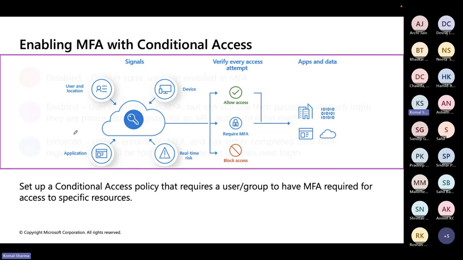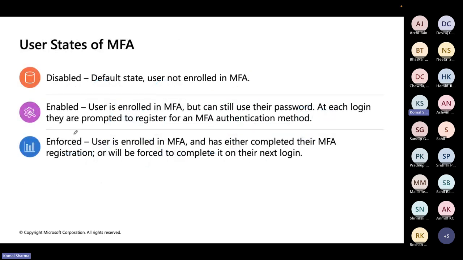Okay, it can be on the basis of the location. It can be on the basis of application, type of devices, and so on. There are three states of the MFA. First, by default, it is disabled. It is not set up for MFA. Second is enabled, where the user is enrolled for MFA, but still they can use the password. They can simply avoid the multi-factor authentication.